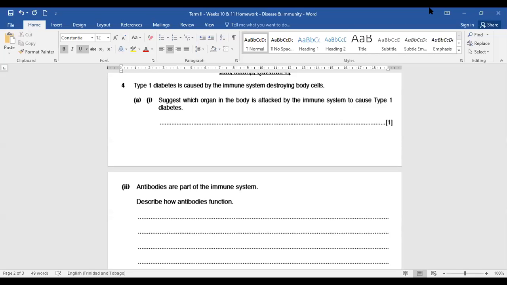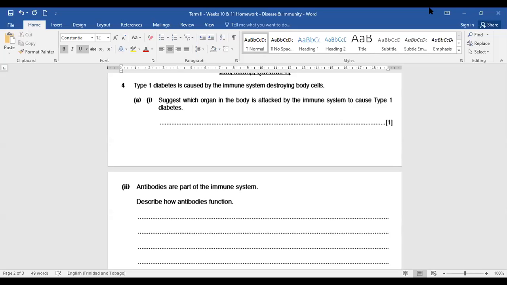And part two of that question speaks about antibodies being a part of the immune system, and they wanted you to describe how the antibodies function. Basically, that answer would be quite similar to part one.